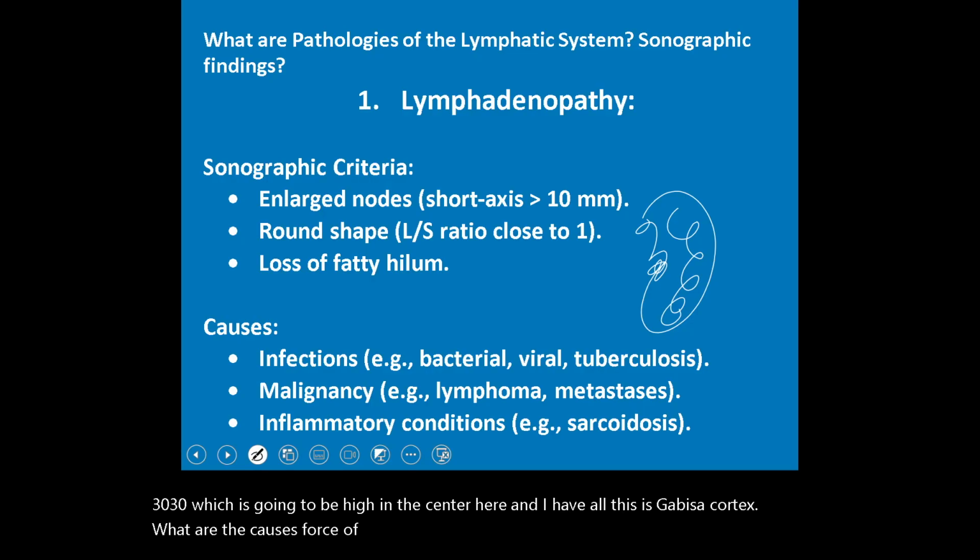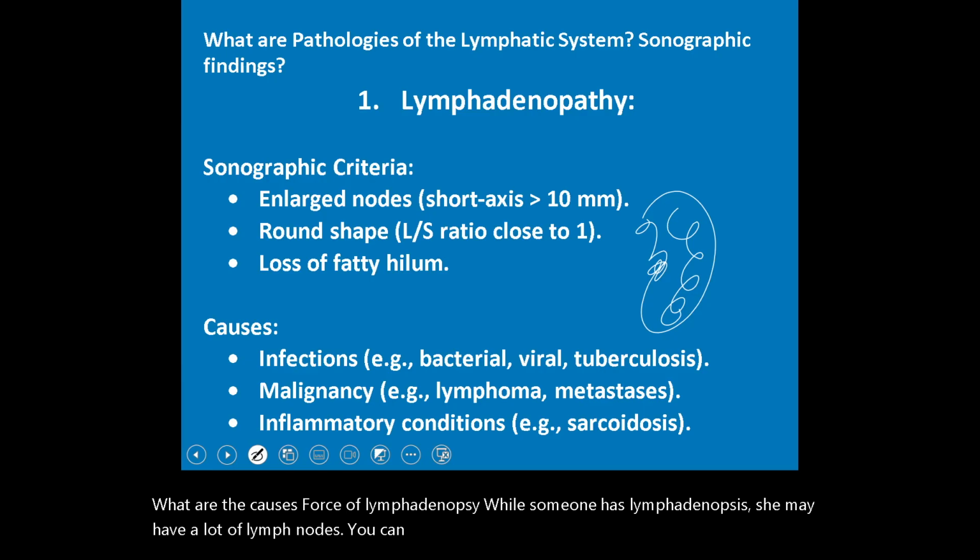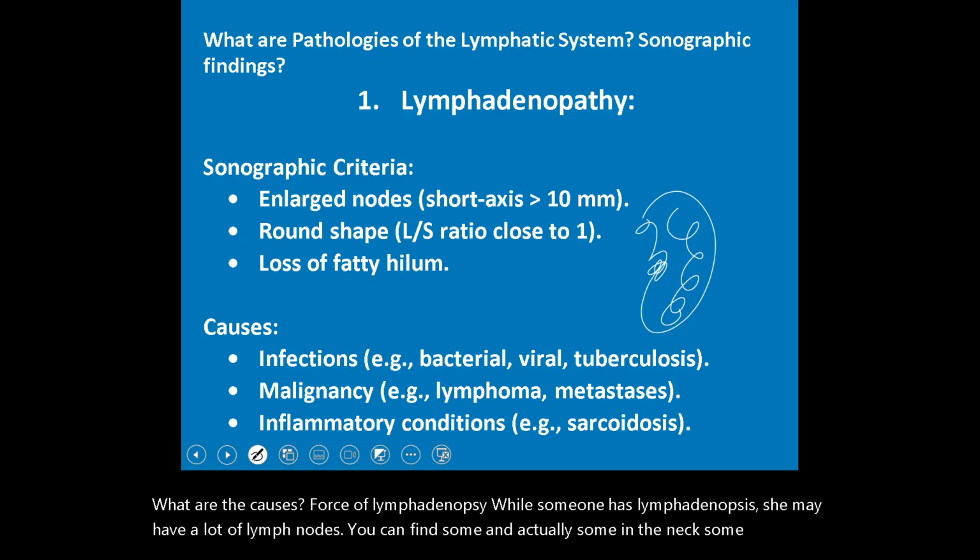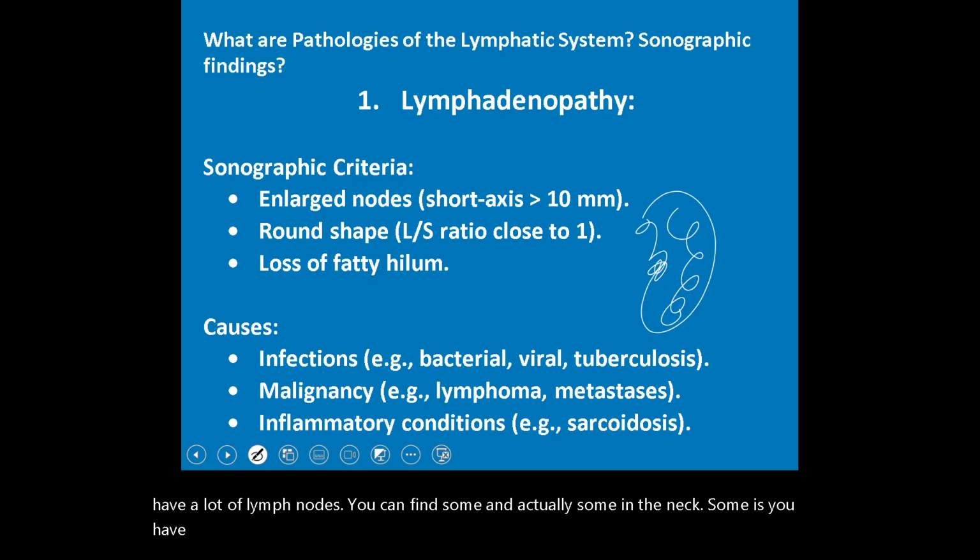Why does someone have lymphadenopathy, which means I have a lot of lymph nodes? You can find some in the axilla, some in the neck. Why do they have multiple enlarged nodes? Infection: we have bacterial, viral, tuberculosis can do this. Malignancy such as lymphomas, or something called sarcoidosis.